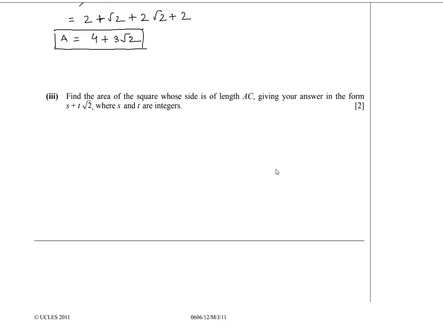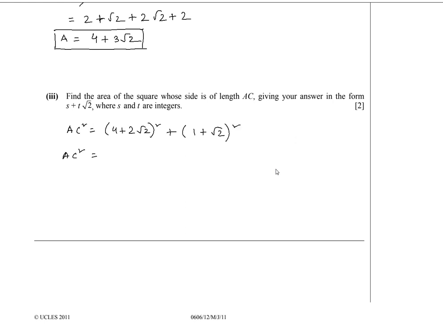Now in the last part of the question, it says that there is a square whose side length is AC. We have to find the area of the square in the form of S plus T root 2. So AC square, AC is the hypotenuse. So using the Pythagoras theorem, we can write AC square equals 4 plus 2 root 2 whole square plus 1 plus root 2 whole square.